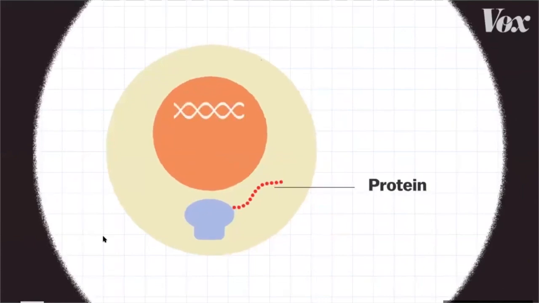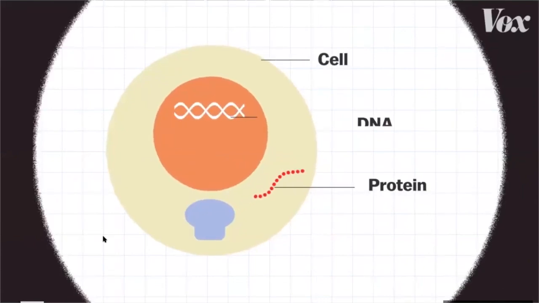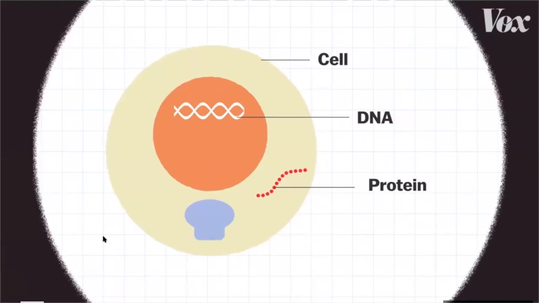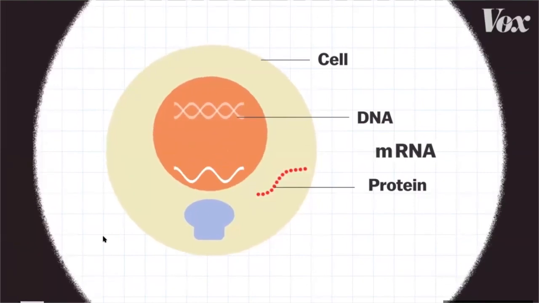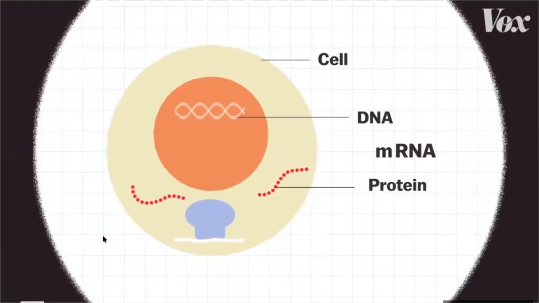Nearly every function in the human body is carried out by proteins, so our cells are constantly manufacturing them. To do that, they make a single-stranded copy of DNA. That copy is called messenger RNA, or mRNA. Each strand of mRNA holds the information on how to make one type of protein. The cell reads the mRNA, follows the instructions, and makes a protein.